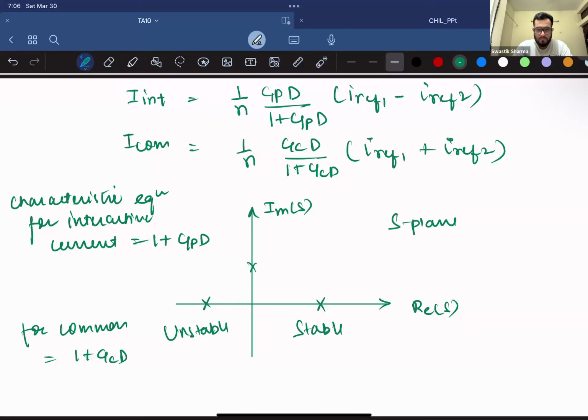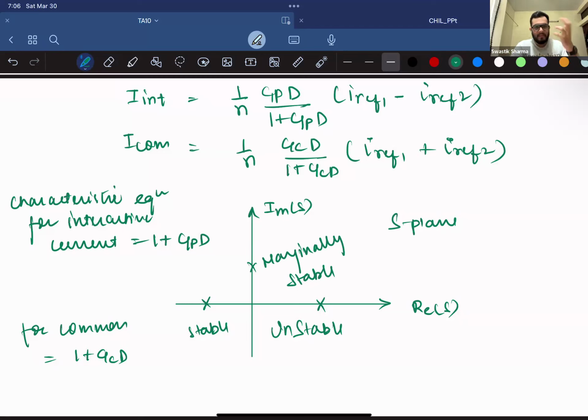Yes, I'm wrong. It should be the opposite. Your right hand side is the unstable region and your left hand side is the stable region. But if it's on the boundary, your system is marginally stable. Yes, it's marginally stable.